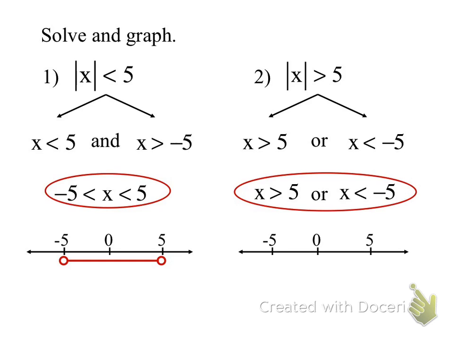Two. So follow the directions and see if, in fact, you get two lines. X is greater than 5. Boom. X is less than negative 5. Boom. Okay, questions?